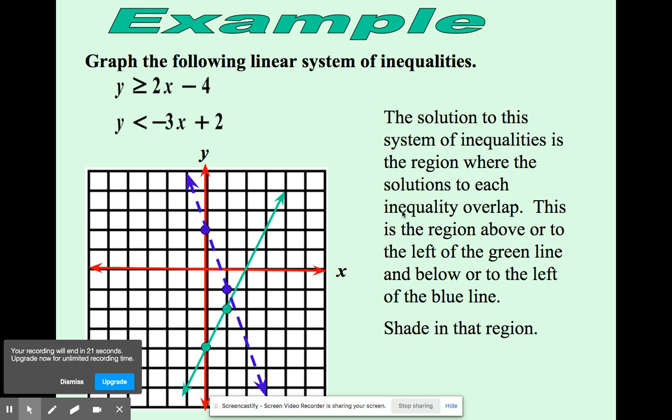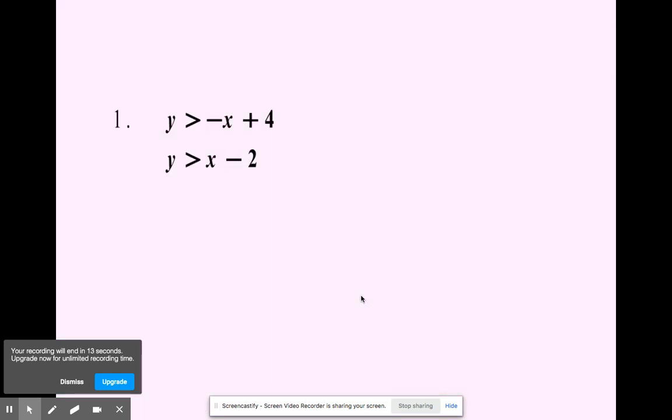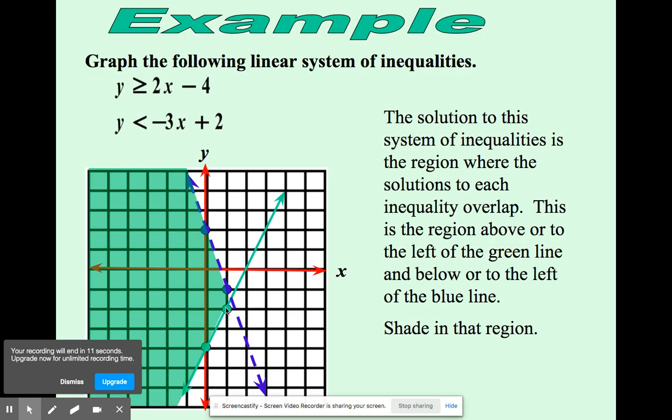Then we need to find that shaded area that's in common. You have this area here for the first line, and of course you're also going to have this area here for the blue line. So this is our answer right here. This would be our final answer right here.